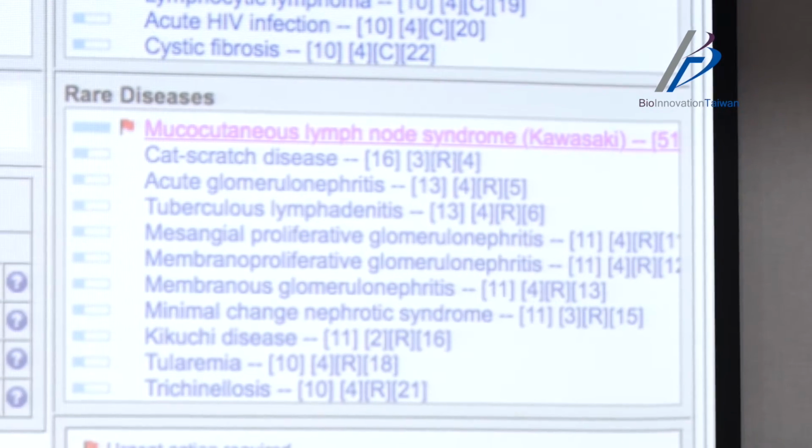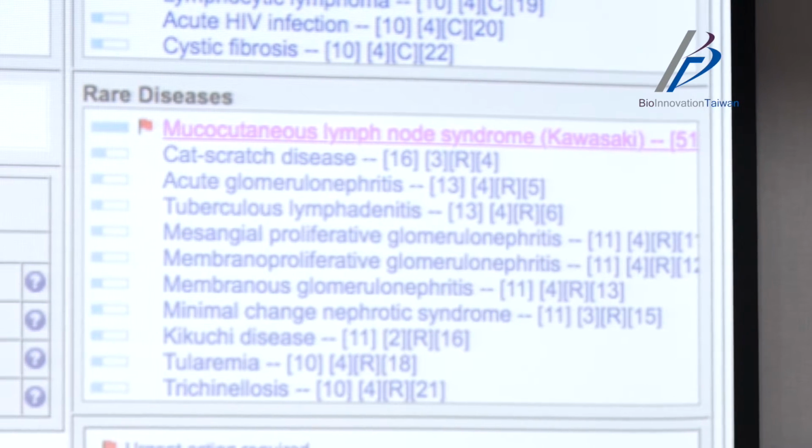What are the small numbers? So the users normally don't see those numbers. This is like a debug version. These are actually internal scores used to rank the diseases. Yeah, so Kawasaki is 51, and the next one is cataracts disease, which is 16.